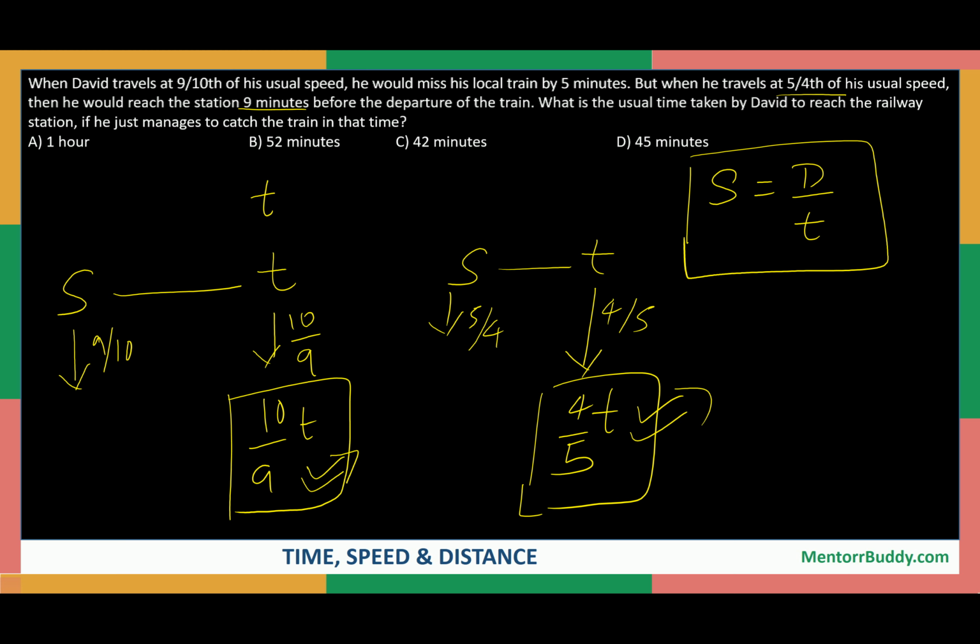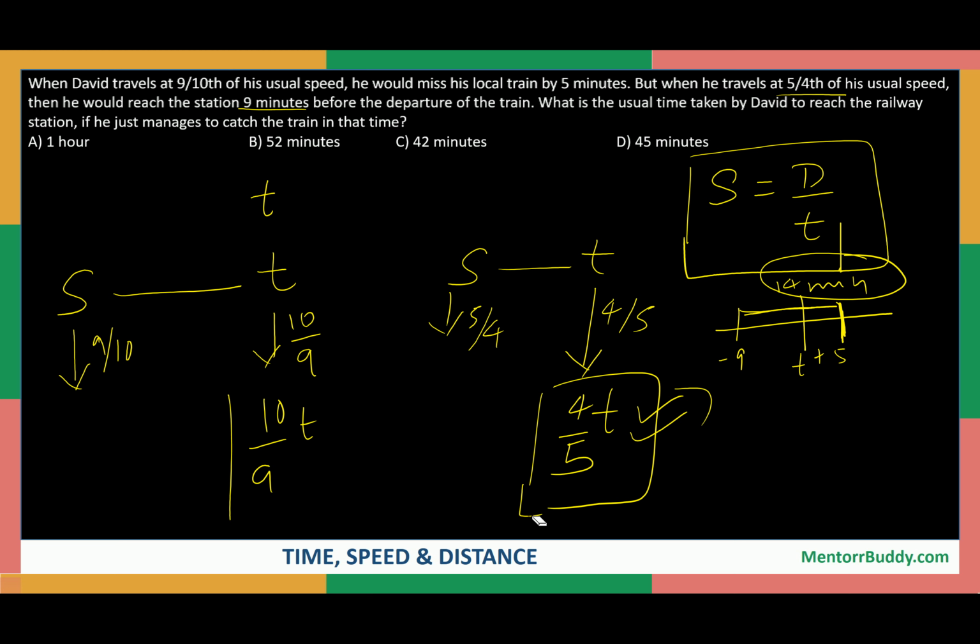If we see it on a number line, the person is reaching 5 minutes late, so he is taking the usual time plus 5 minutes. If he is reaching early, reaching 9 minutes before, that is minus 9. So the time difference between these two times will be 9 and 5, that is 14 minutes. So from here we can simply write these two expressions, and the time difference is given as 14 minutes, clear?